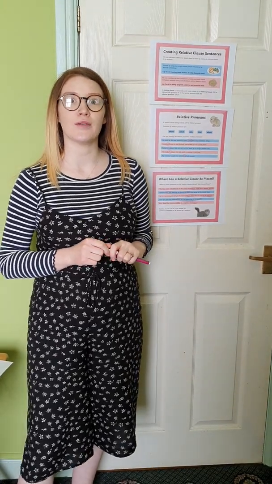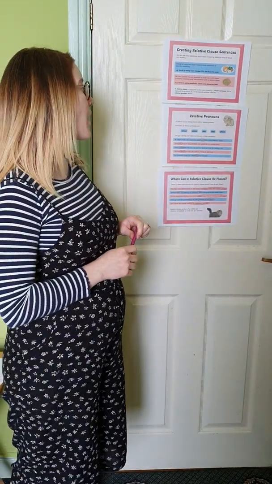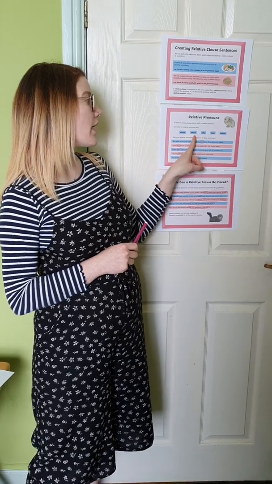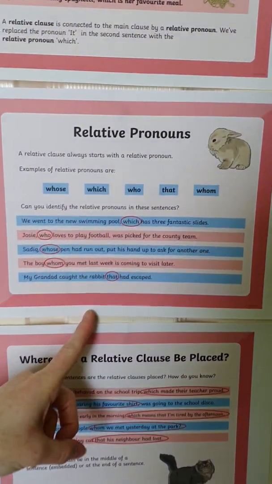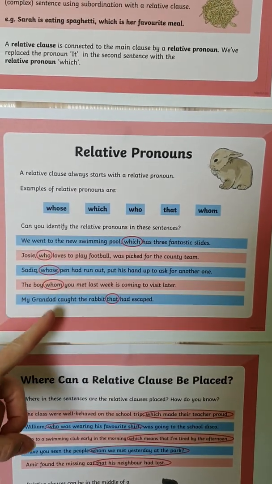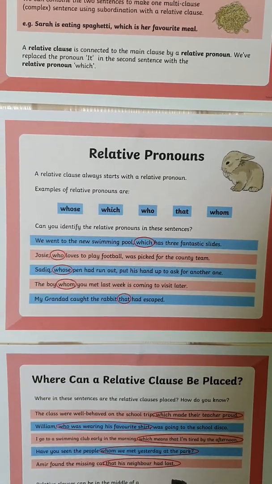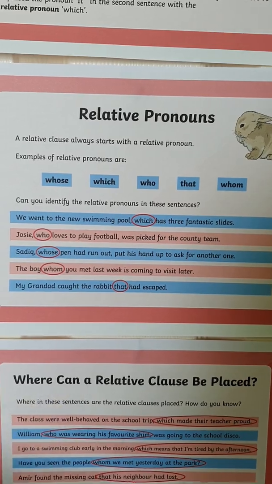You know most of these relative pronouns already. You tell me them all the time in our Year 5 lessons. I know you can tell Miss Froney and you tell Mrs Peel as well. So our relative pronouns are whose, which, who, that, or whom, and these sentences all below are using a different relative pronoun.